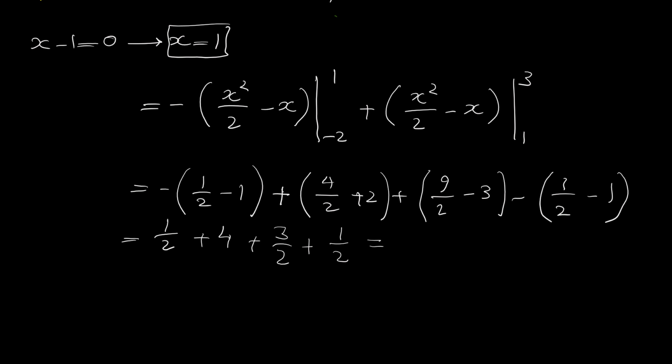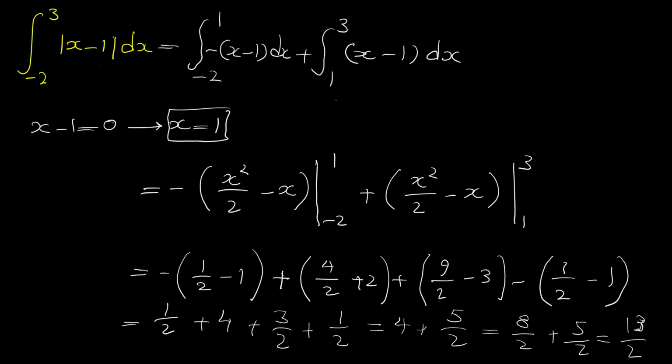So in total we have 1/2 plus 3 over 2 plus 1 over 2. In total would be 4 plus 3 plus 1 plus 1 is 5 over 2. If we do a common denominator, it is 8 over 2 plus 5 over 2, and this equals 13 over 2. So the value of this definite integral is 13 over 2.